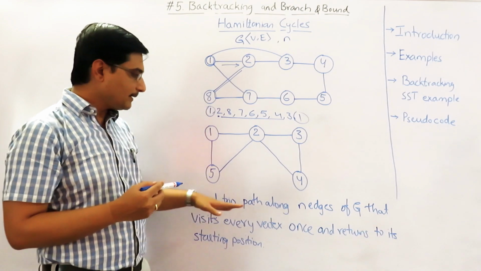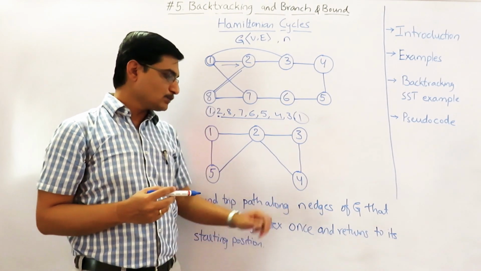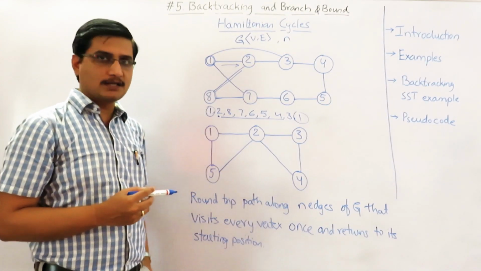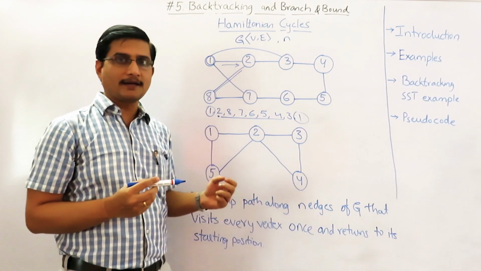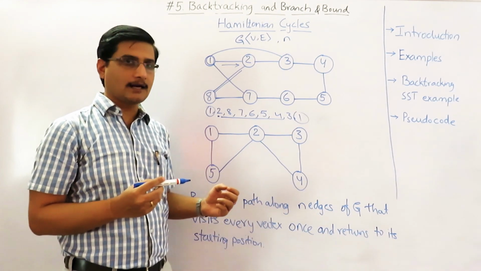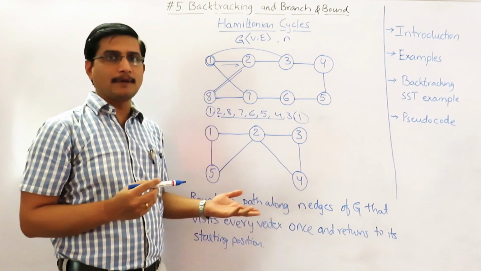So it is a round trip path along the n edges of G that visits every vertex once and returns to the original position. So there may exist multiple Hamiltonian cycles for a given connected graph, and there may not exist a single Hamiltonian cycle also.